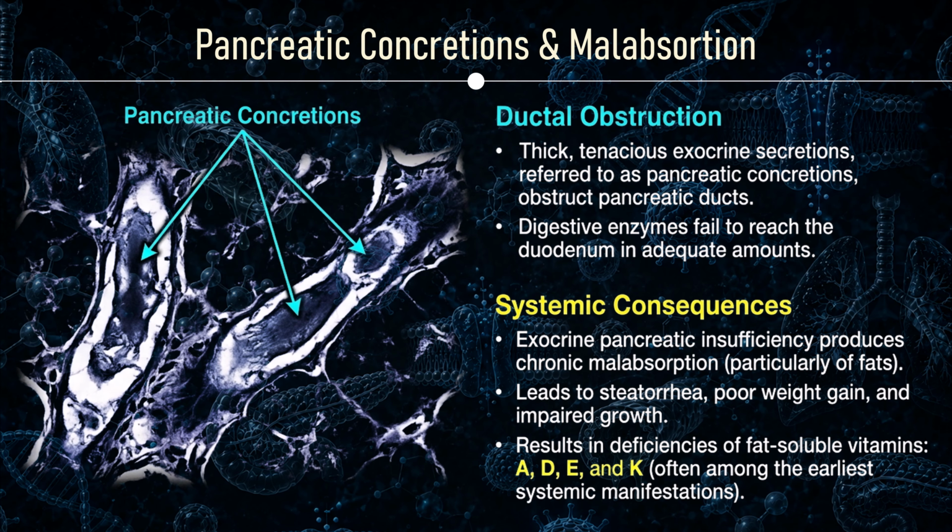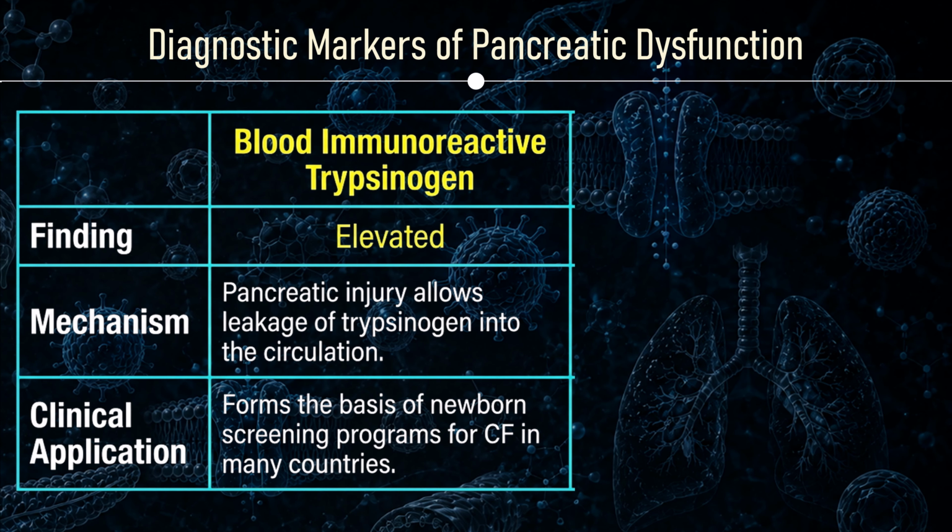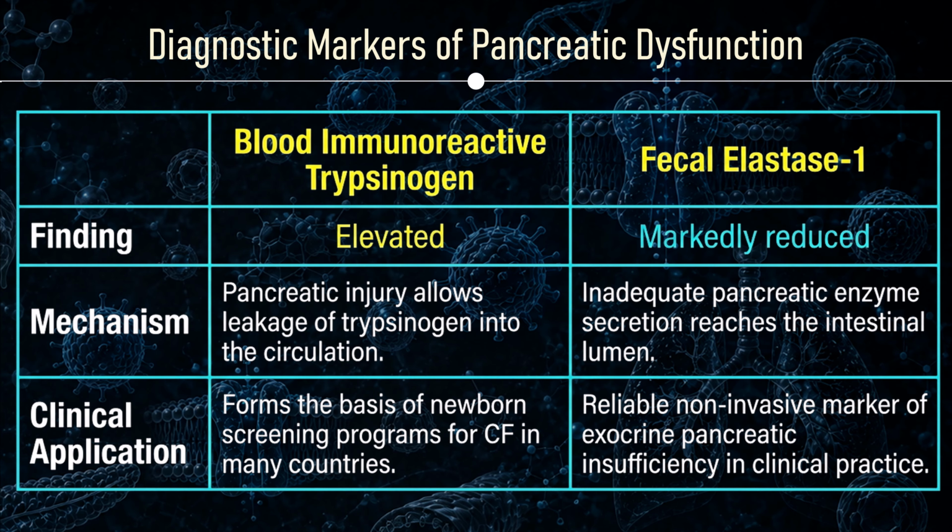Several laboratory findings directly reflect pancreatic dysfunction. Blood immunoreactive trypsinogen becomes elevated because pancreatic injury allows leakage of trypsinogen into the circulation. This forms the basis of newborn screening programs for cystic fibrosis in many countries. In contrast, fecal elastase 1 levels become markedly reduced because inadequate pancreatic enzyme secretion reaches the intestinal lumen. Consequently, fecal elastase measurement has become a reliable non-invasive marker of exocrine pancreatic insufficiency in clinical practice.